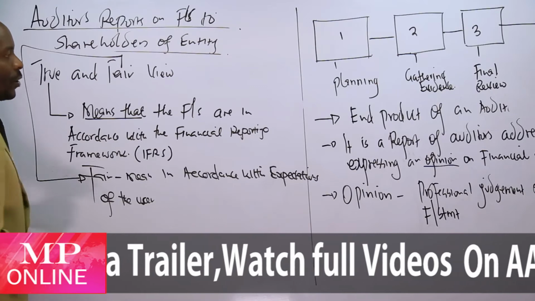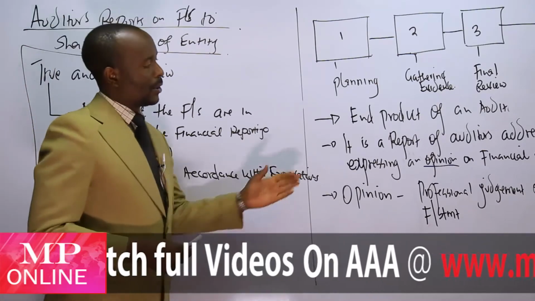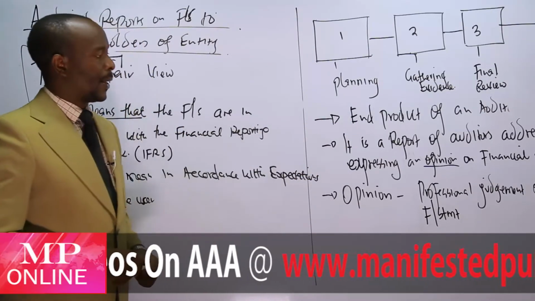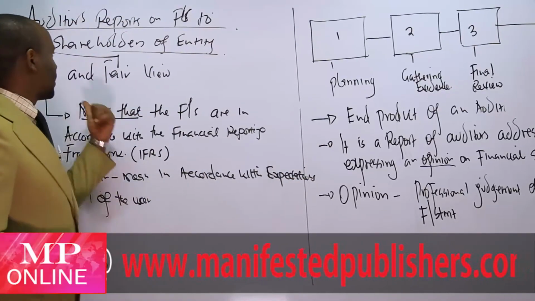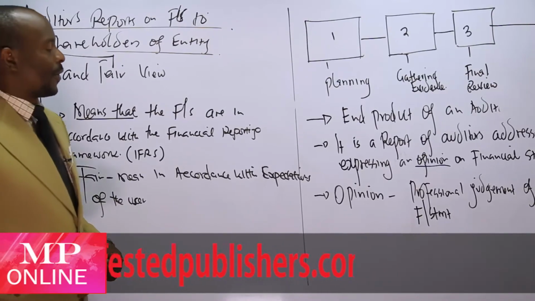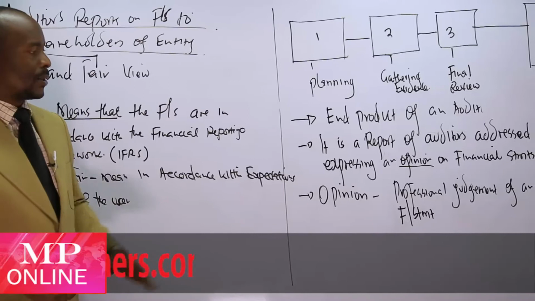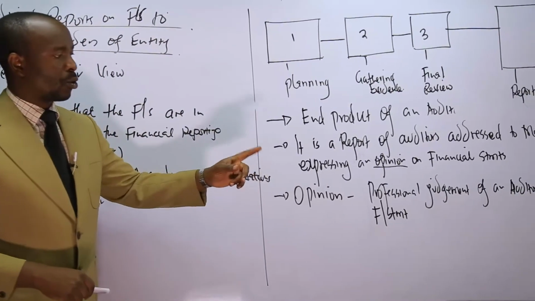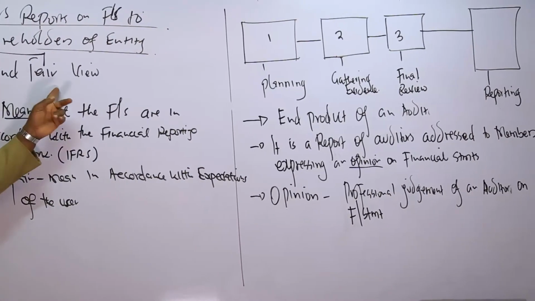So among the terminologies, what I wanted you to note is the definition of the word auditor's report. You say it is a report of the auditors on financial statements, expressing an opinion on those financial statements, whether they reflect a true and fair view of the company's state of affairs. Another terminology I wanted you to understand is this term, opinion, which means it is a professional judgment or auditor's personal conclusion on the financial statements, whether they reflect a true and fair view.